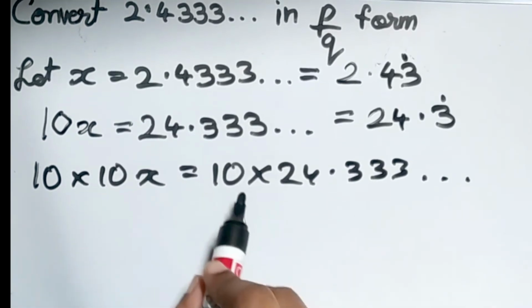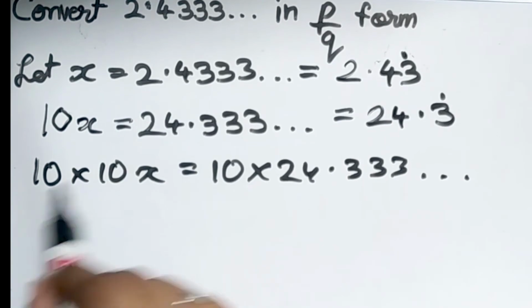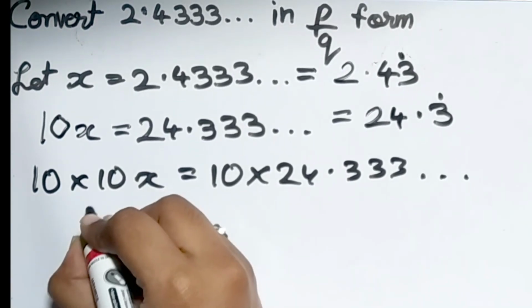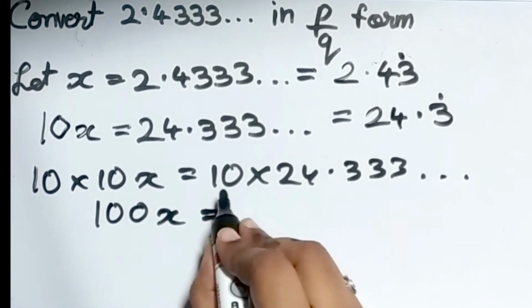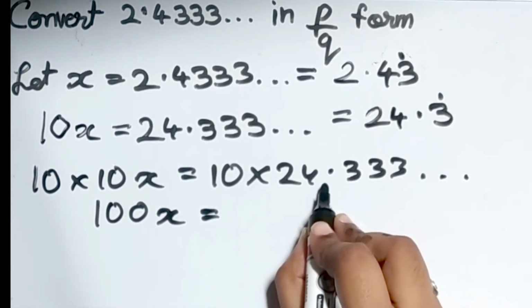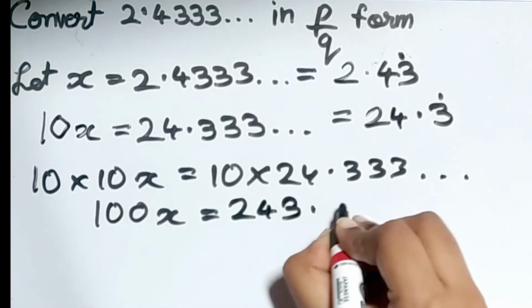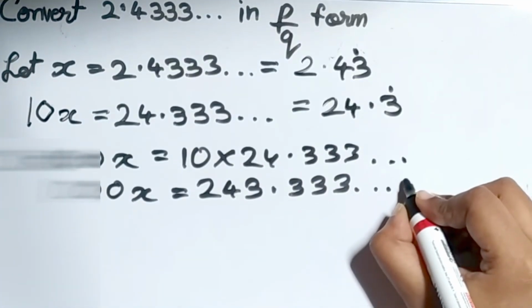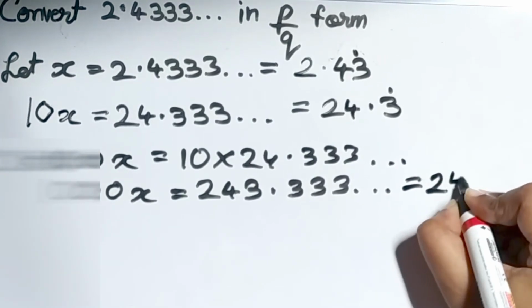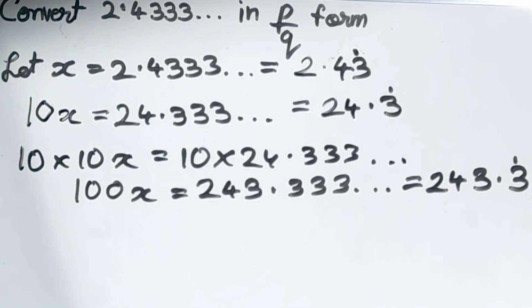Okay. See why we are doing this? Because after the decimal only one number is repeating. So we have multiplied by 10. So 10 into 10 will be 100x equal to this. If you multiply this by 10, the decimal point will shift one place. That is, we get 243.333 and so on, which will be equal to 243 point recurring.